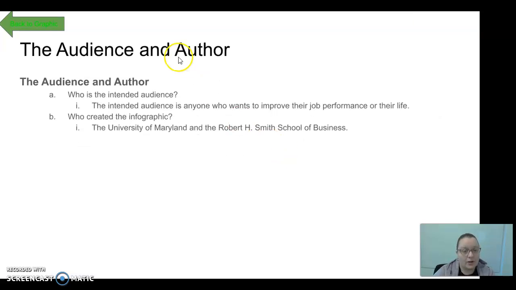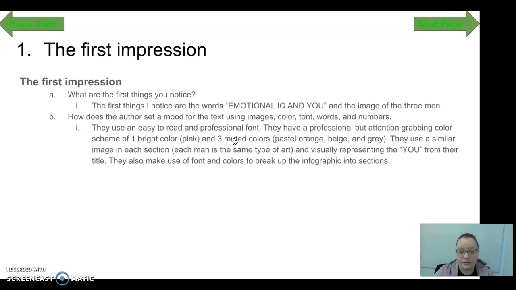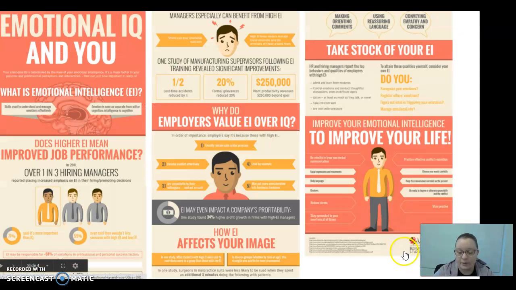All right, last part, the audience and the author. So this is the easiest for us as far as readers to understand who is their intended audience and who the author is. But as a creator of an infographic, it is difficult to make sure you are creating an infographic that is relevant to a specific audience. Okay, so this is an easy part for the reader, but a difficult part for the creator. So the intended audience for this is just anyone who wants to improve their job performance or their life. And the author of the infographic is the University of Maryland and the Robert H. Smith School of Business. And again, you can see that at the end right here at the bottom of the infographic, okay?